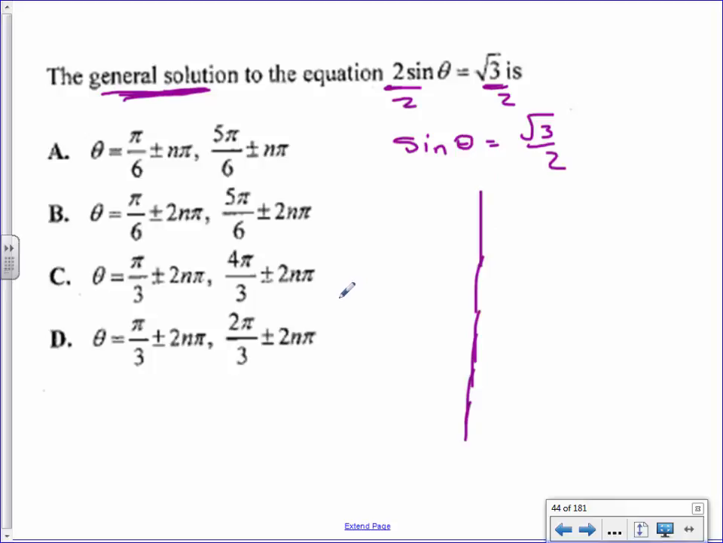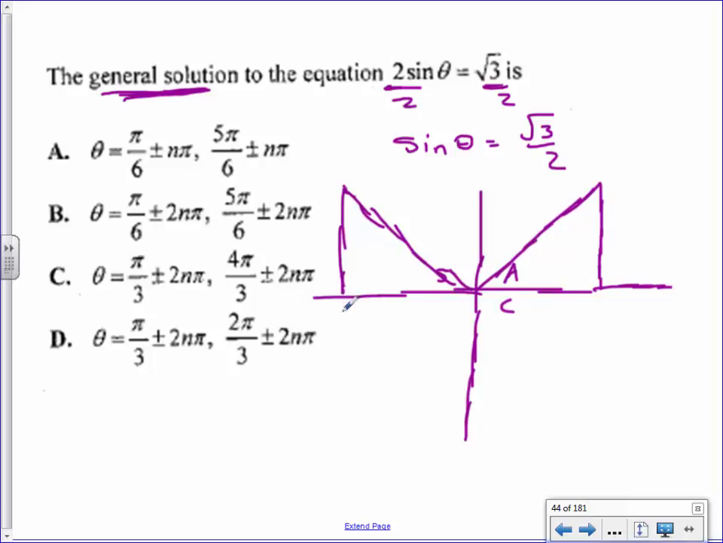Okay, now let's plot a graph. Where is sine of theta a positive value? Here? No. No, this quadrant. Here? Yes. Can happen here. Here? Yeah. Yep. And in the last quadrant, no.